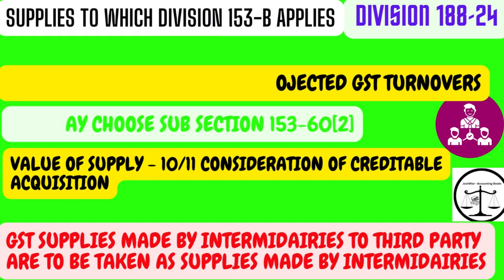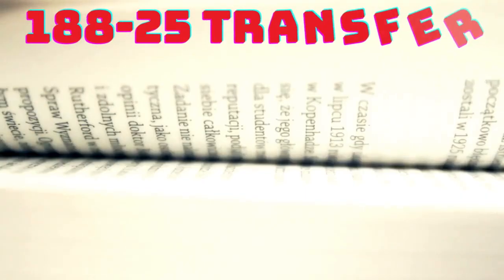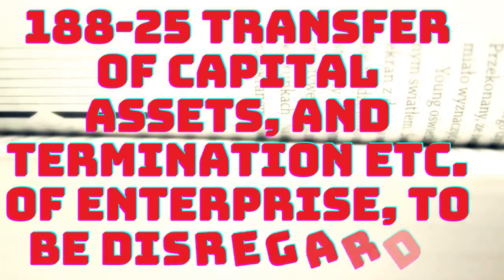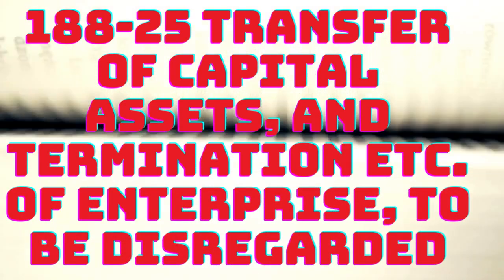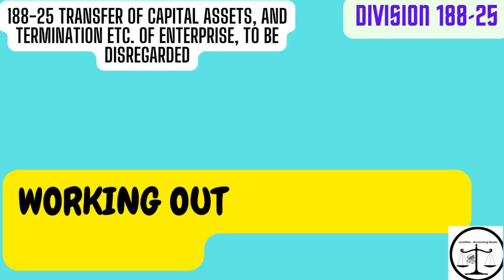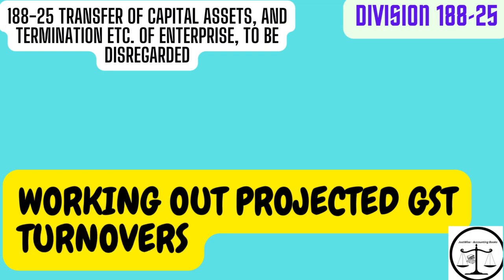Now, let's have a look at Division 188-25, namely transfer of capital assets and termination etc. of enterprise, to be disregarded for working out your projected GST turnover, not the current GST turnover. There is not much difference between them anyway.